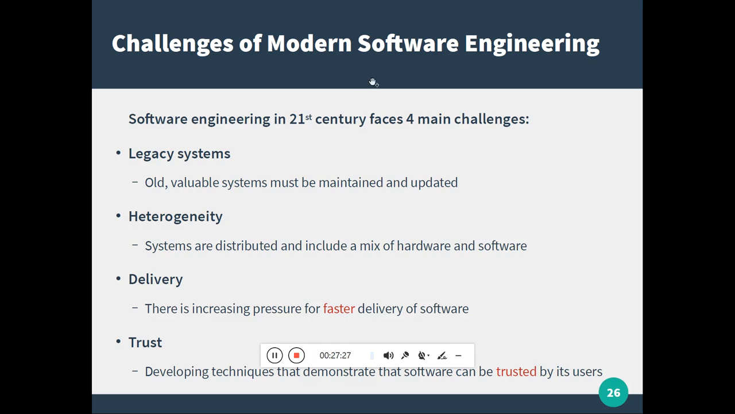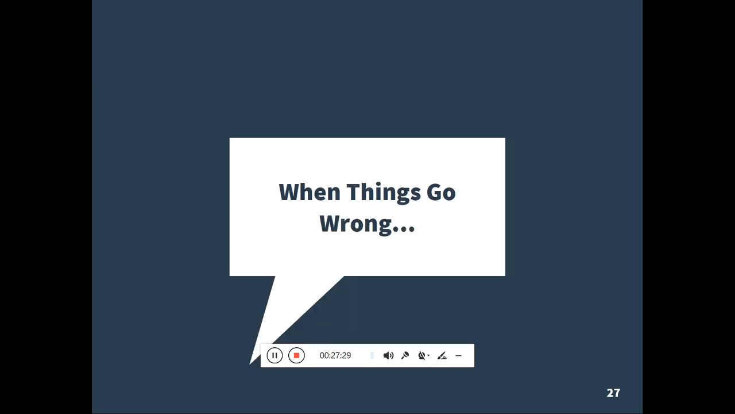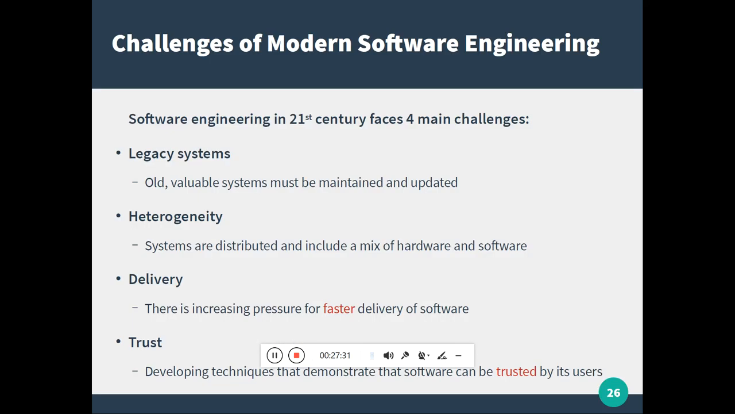There are also some challenges or concerns with modern software engineering, such as legacy systems, where all the old systems must be maintained and updated, and heterogeneity, where the systems are distributed and include a mix of hardware and software.